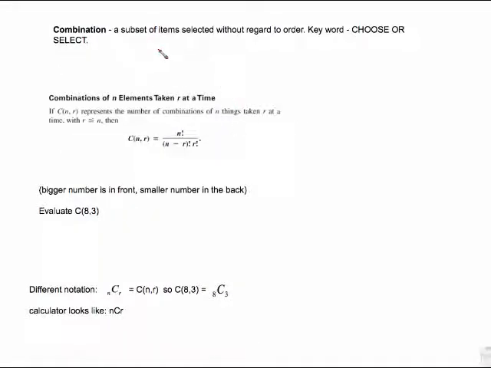All right, a combination is just a subset of items selected without regard to order. You are choosing or selecting. The formula for that is right here. You don't need to memorize that because your calculator is actually going to do this arithmetic for you. If you want to evaluate this combination applied to 8 items, 3 taken at a time, then you will enter 8 first on your calculator. You will do math. You will arrow over to the right to PRB. You will choose the 3rd thing down, which is nCr, and then you type in a 3, and that works out to be 56. That's all you have to do with these combinations.